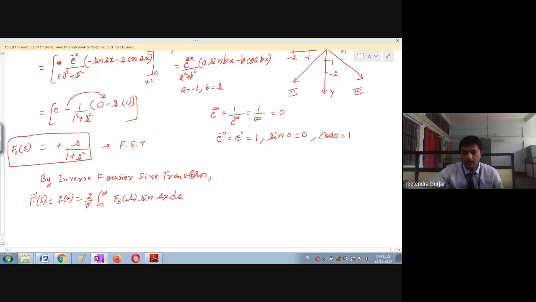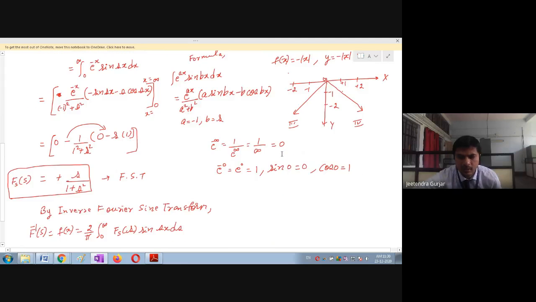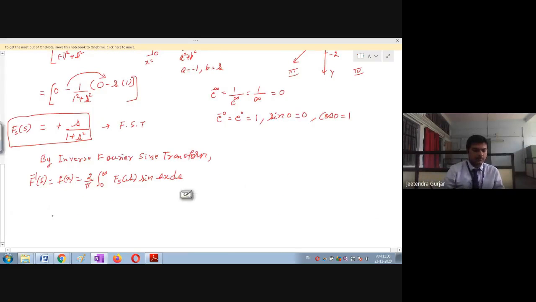sine sx ds. So please remember, many students will make a mistake in this that I am going to repeat. Whenever you write the inverse Fourier sine formula, the integration will be under ds. Am I right? But some of the students are making a mistake. In the first Fourier sine transform formula, the integration is under dx, and in the inverse it is under ds. This is a common mistake students make, but please don't make such mistakes.